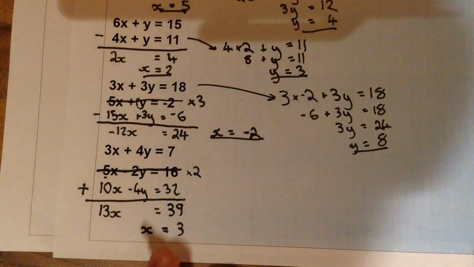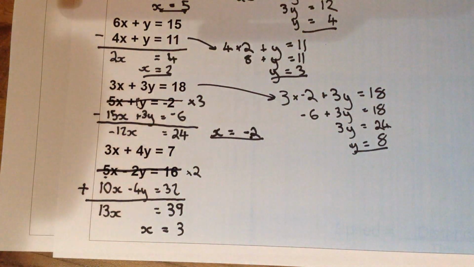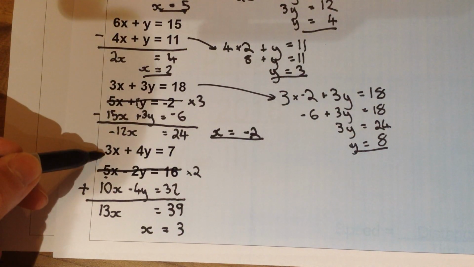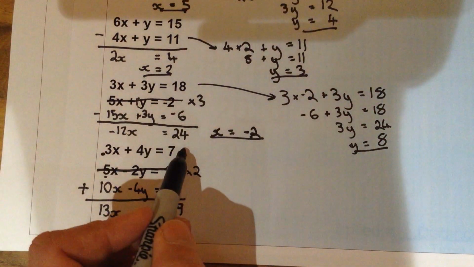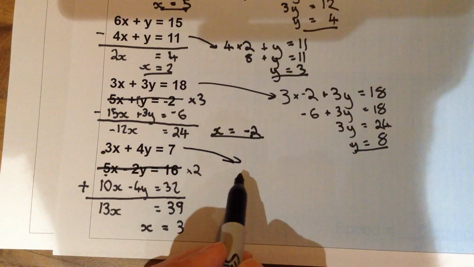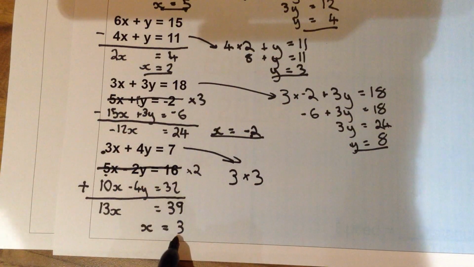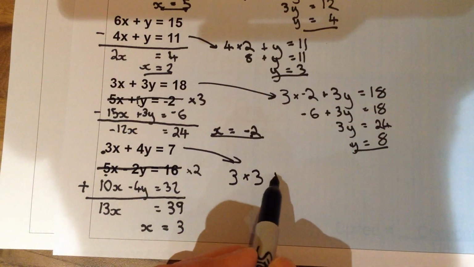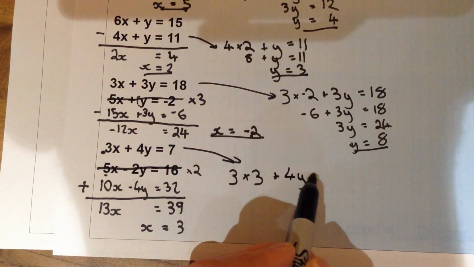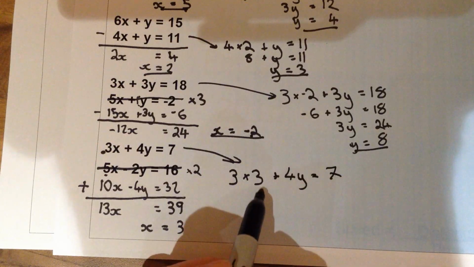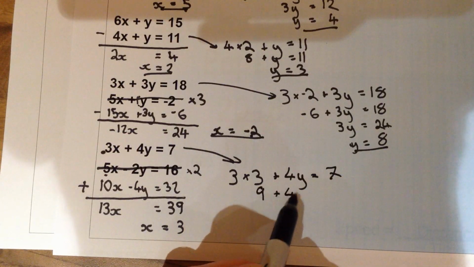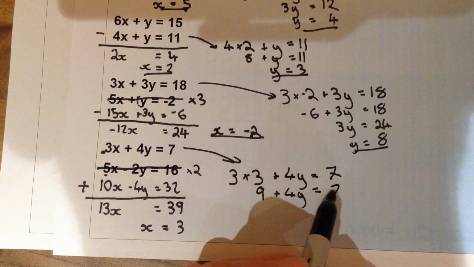If I substitute this back into one of the equations, I'm going to go for the top one again because it's got smaller numbers. That would mean that I get 3 times 3, because the x I've replaced with this 3 here, plus 4y equals 7. So 9 plus 4y equals 7.